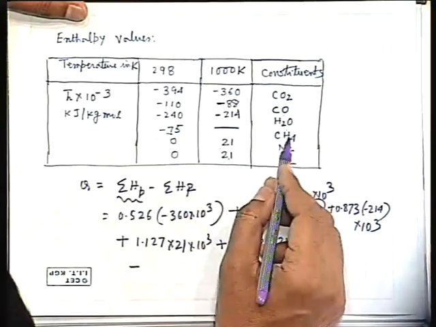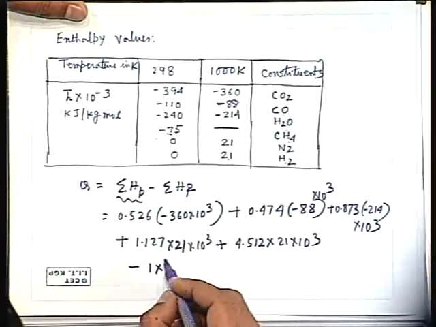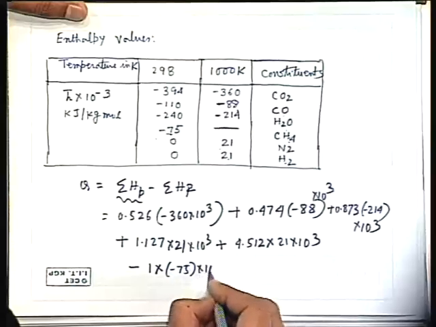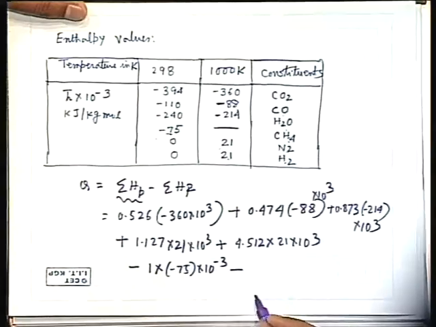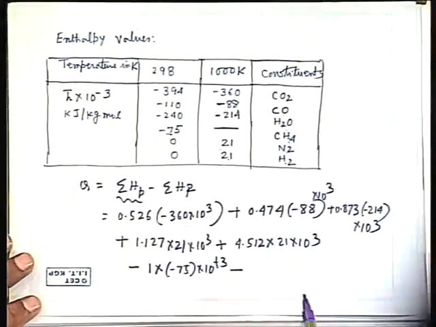I am confused. CH4 is minus 75, for 1 mole. This is on the basis of 1 mole. In the equation CH4 is 1 into minus 75. O2 and N2, 1.202 O2 and 4.512 N2, will be 0. Very good. 10 to the power 3. All right, so this gives you the key.